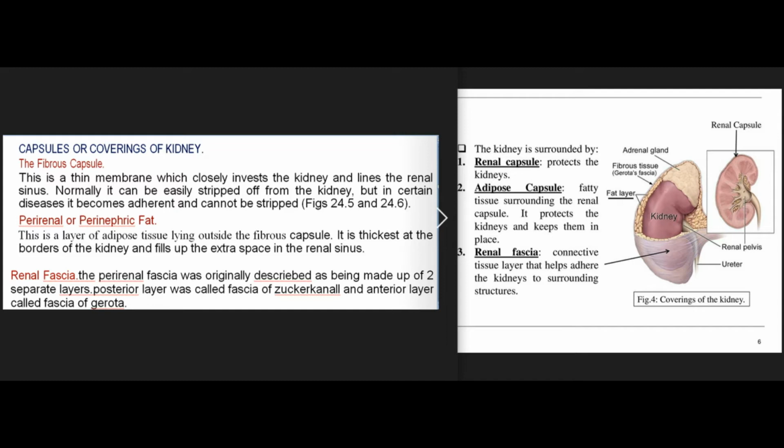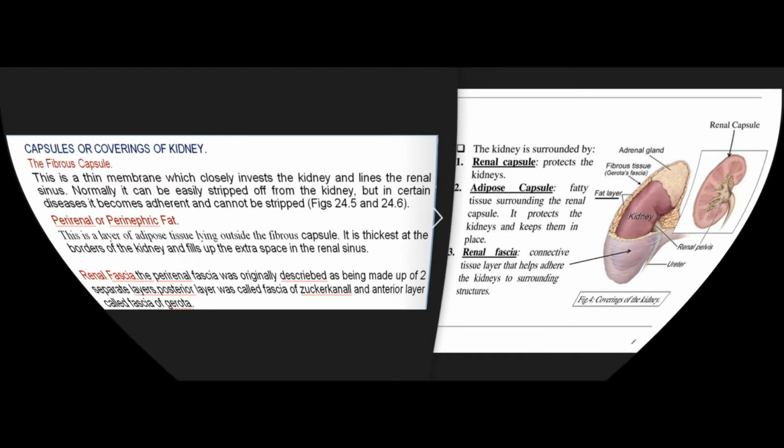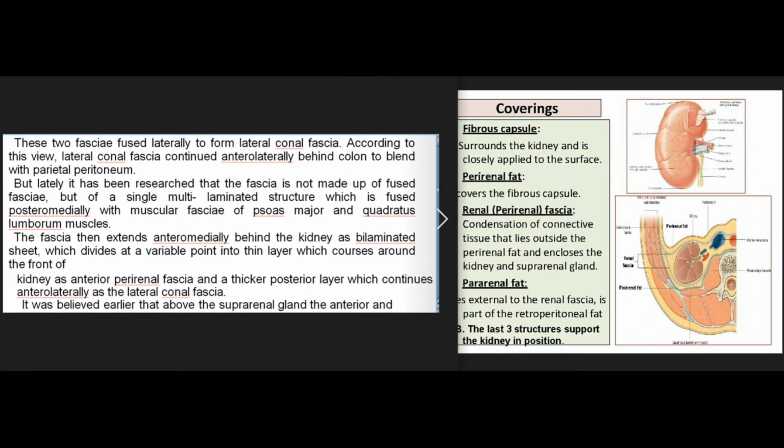Renal fascia. The perirenal fascia was originally described as being made up of two separate layers. Posterior layer was called fascia of Zuckerkandl and anterior layer called fascia of Gerota. These two fasciae fused laterally to form lateral conal fascia. According to this view, lateral conal fascia continued anterolaterally behind colon to blend with parietal peritoneum.